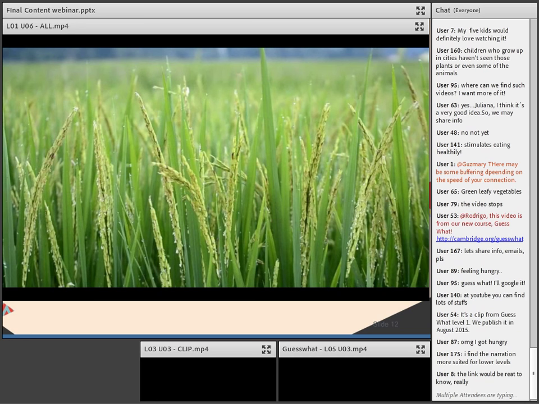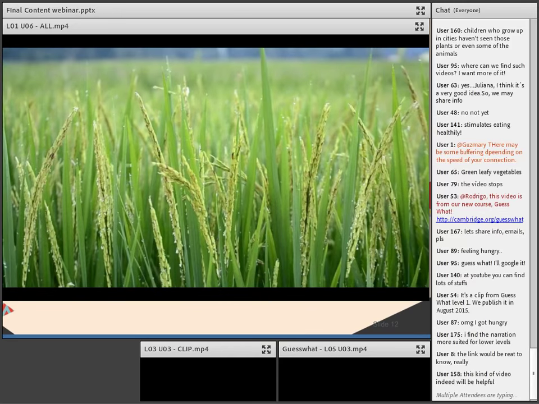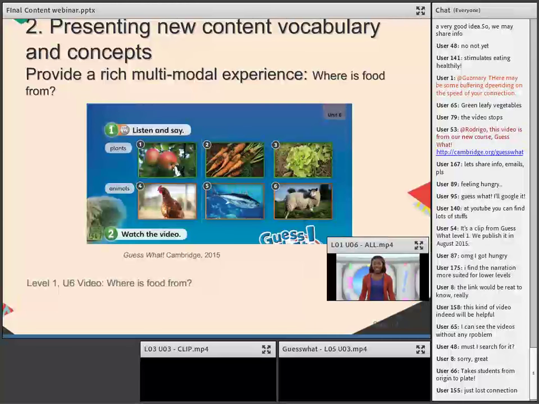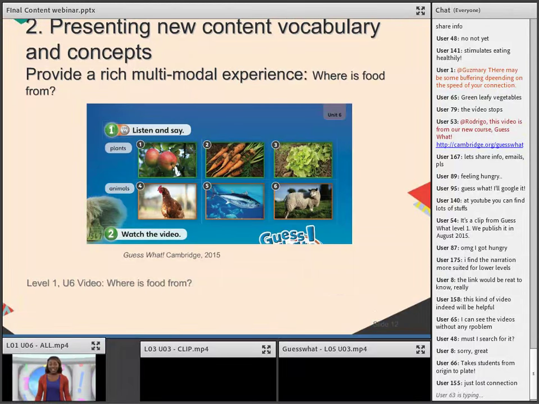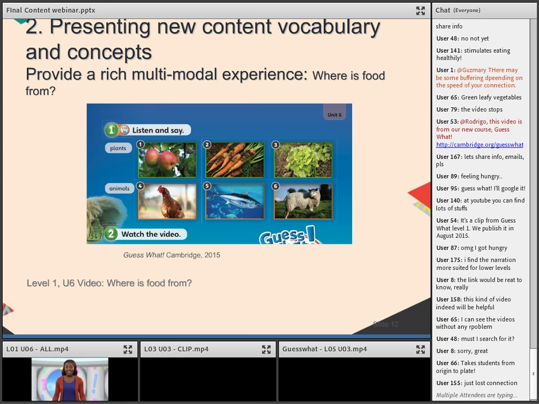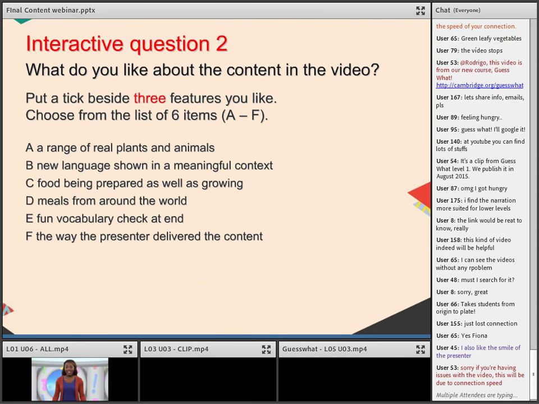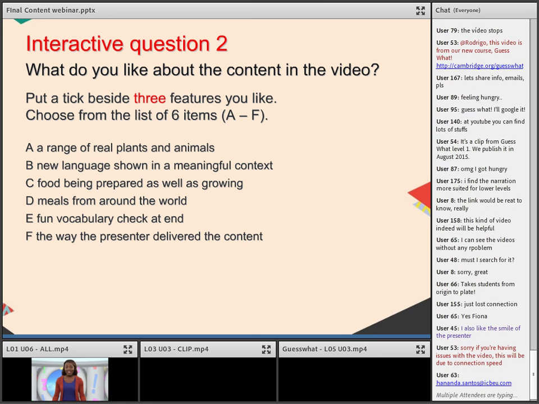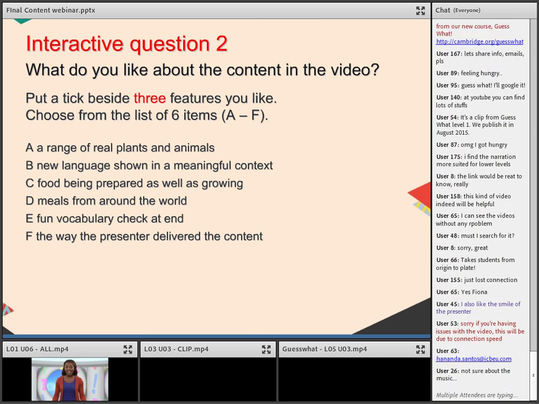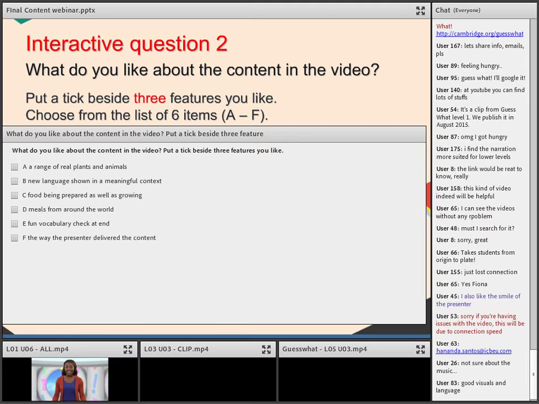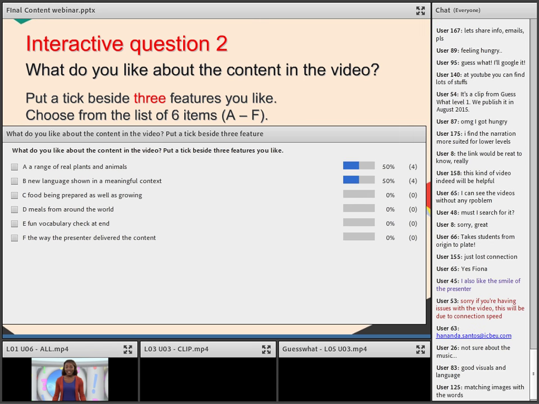Well, I hope you enjoyed the video. I'm now going to look at the next slide. I'll just give you a bit of time to keep thinking about what you like. And you have some very positive ideas here. So let's look at this. What do you like about the content in the video? If you could put a tick beside three of these features, choosing from A to F. The three features that you like about the video. Three ticks.